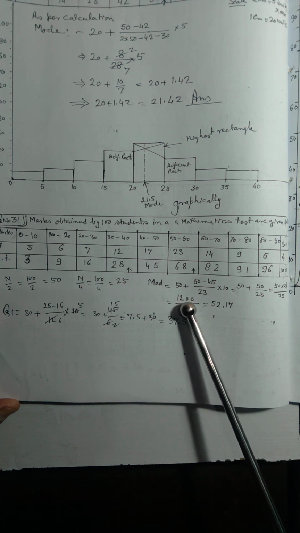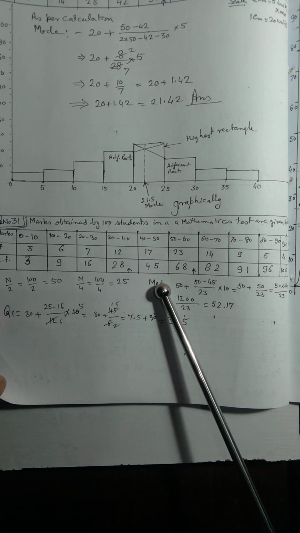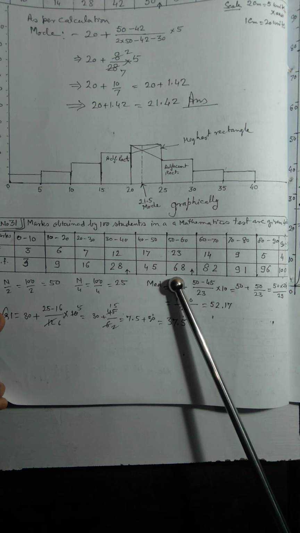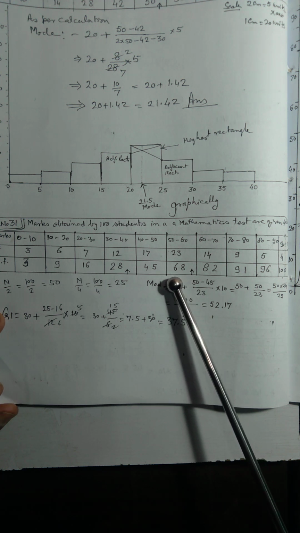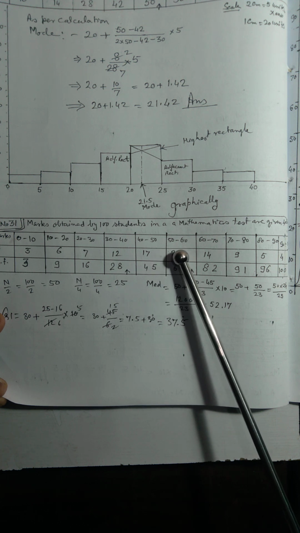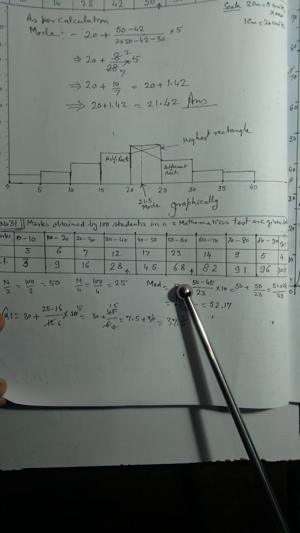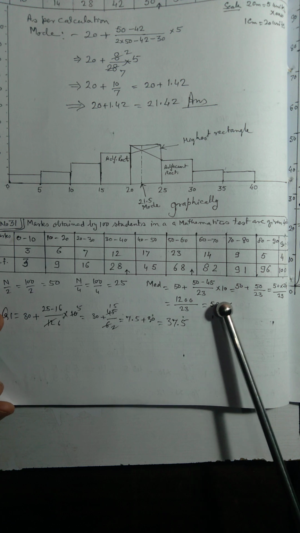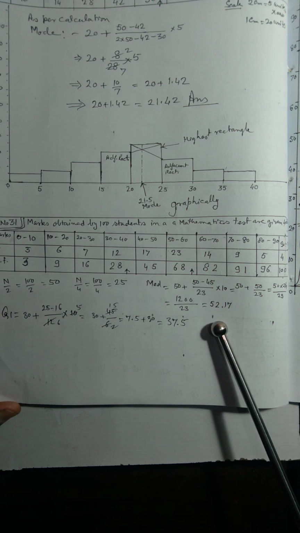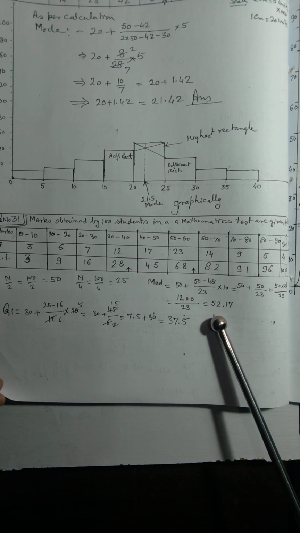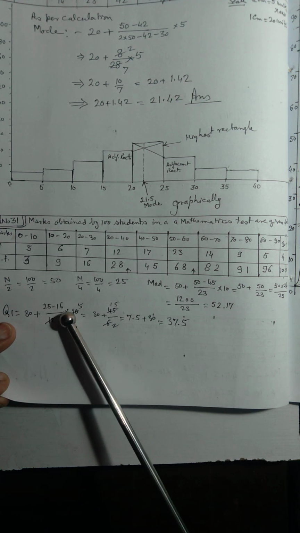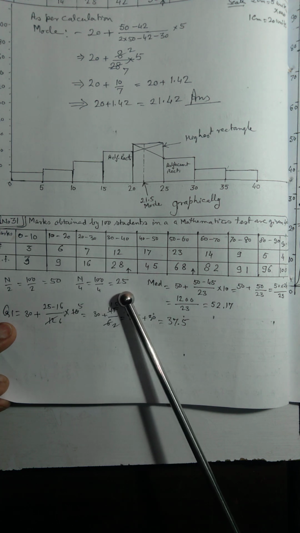So here it is 50, minus, so 50 will come here. (50 minus 45) whole divided by 23, the frequency of the median class, into 10, whole divided by 23. It will be equal to, ultimately after solving, 52.17. And quartile 1 means n by 4, that is 25.